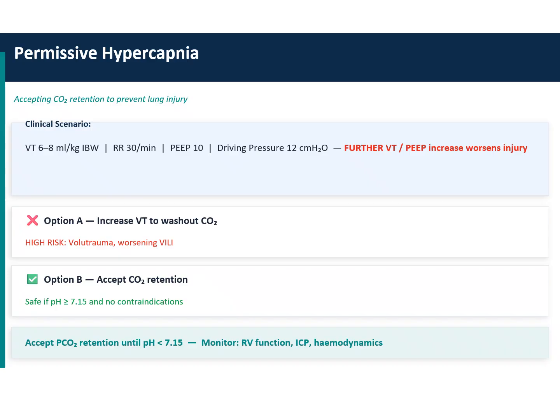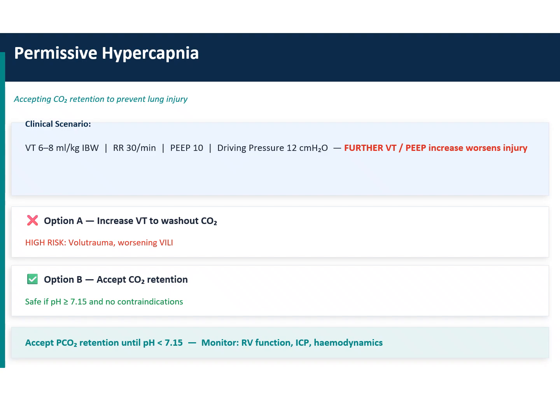What about permissive hypercapnia? Again, this is a concept we always talk about at the bedside. If a patient with ARDS has some acute CO2 retention, every 10 increase in CO2 will drop the pH by 0.08. So if the baseline CO2 is 40 and the patient retained 30 mm of CO2, suddenly PCO2 will be 70, and each 10 will drop the pH by 0.08, so it will drop by 0.24 in total. Suddenly your pH is 7.16.